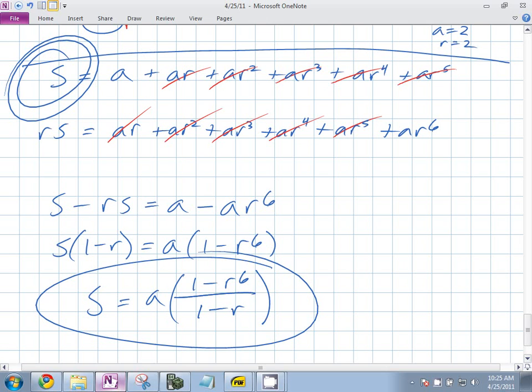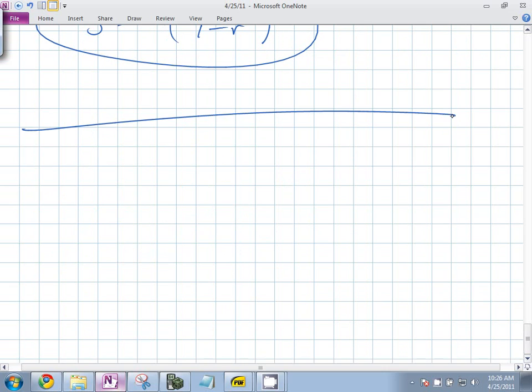So I'm going to generalize this further. I picked 6 just so you could have a finite number. The generalization of this is as follows. If you have S equals A plus AR plus AR squared plus AR cubed, and you go all the way to AR to the n minus 1.